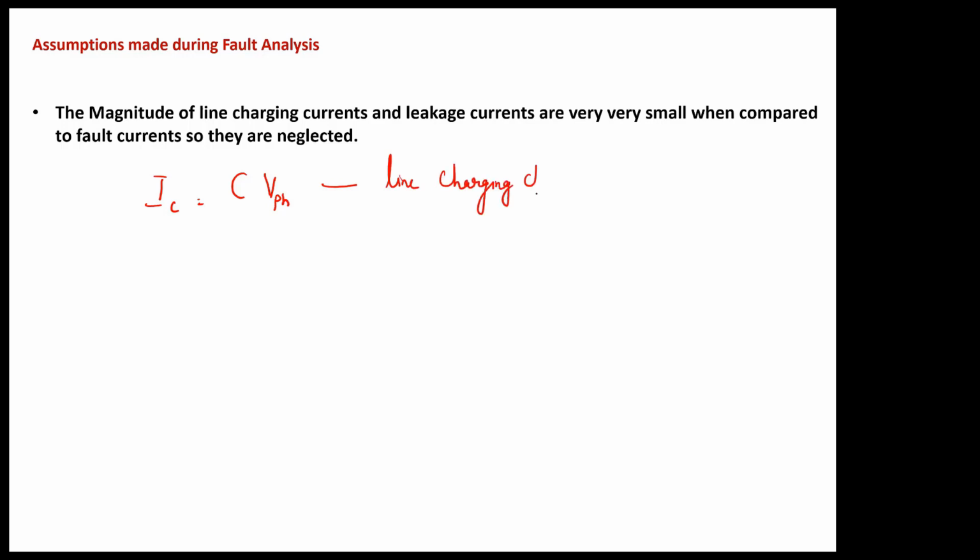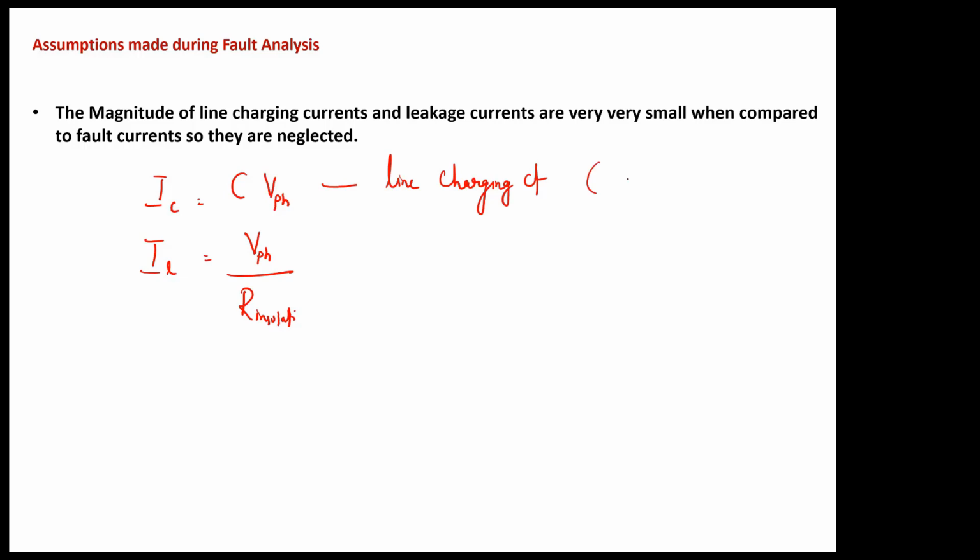Which is usually very, very small. And one more current, leakage current, is the current that flows through the insulator string from the conductor to the tower, which we wrote while discussing the shunt conductance parameter. This is V phase divided by the insulation resistance of the string, which is very small.